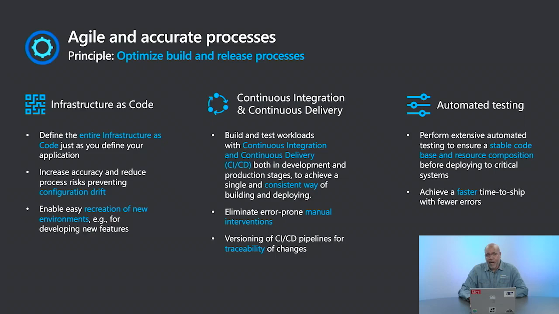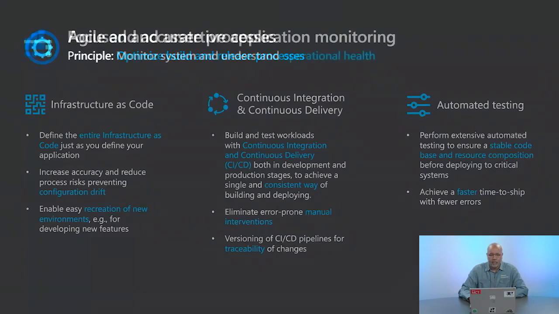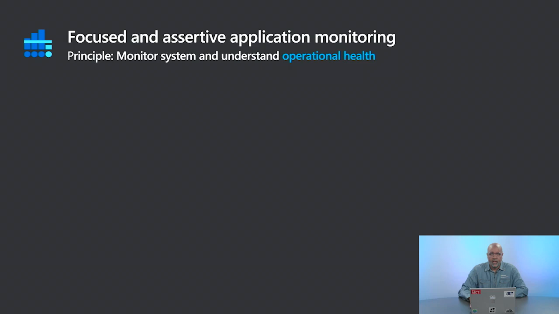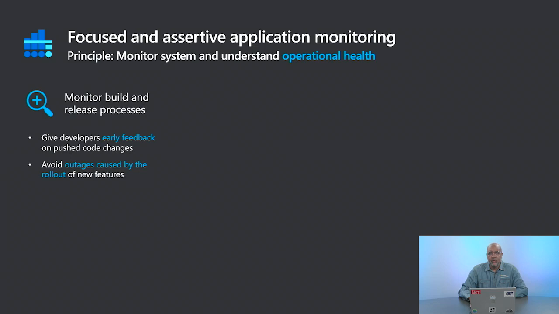Let's look at monitoring tools in operational excellence. Implement systems and build processes to monitor build and release processes, infrastructure health, and application health. Telemetry is critical to understanding the health of a workload and whether the service is meeting the business goals.